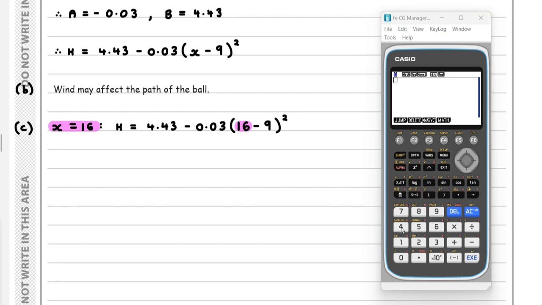And if we work this out, 4.43 subtract 0.03 multiplied by 16 subtract 9 squared, that's equal to 2.96. And if we compare this with the 2.5, the 2.96 is greater than 2.5. Therefore, Chandra would not be able to catch the ball.